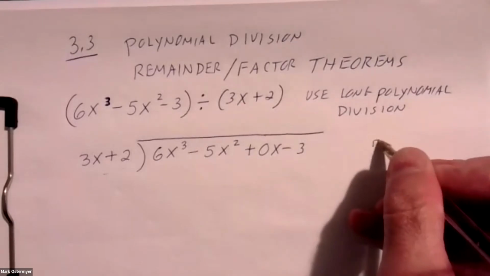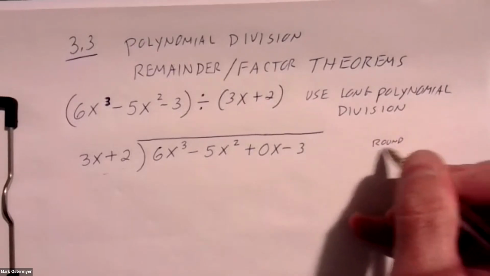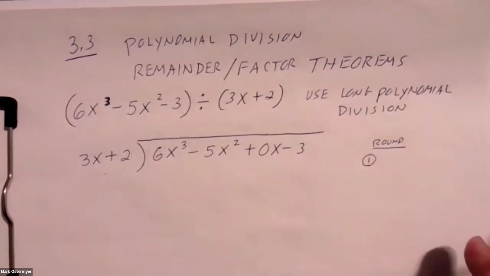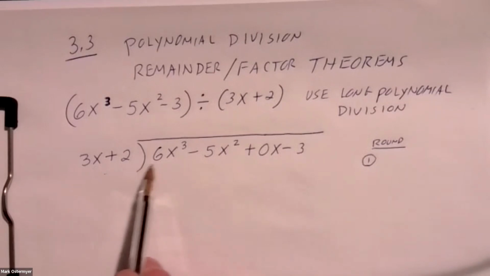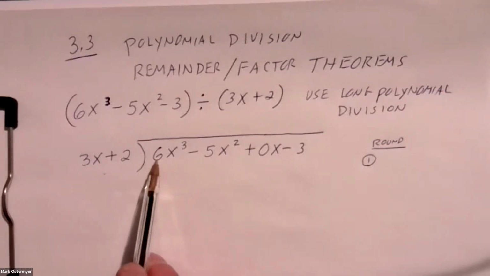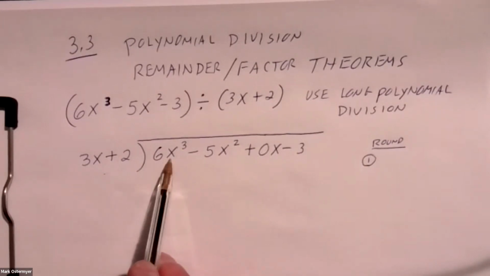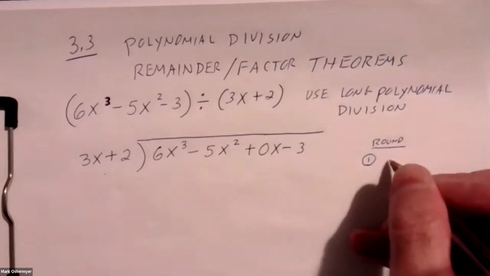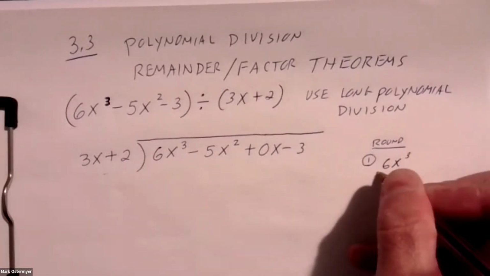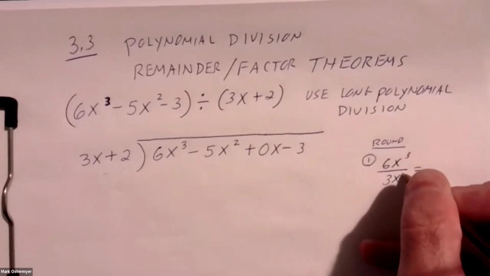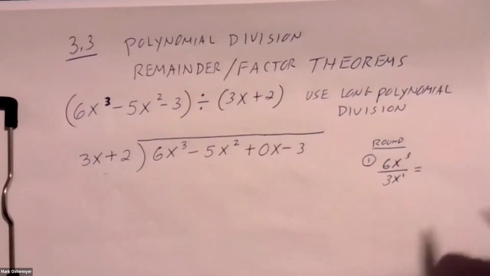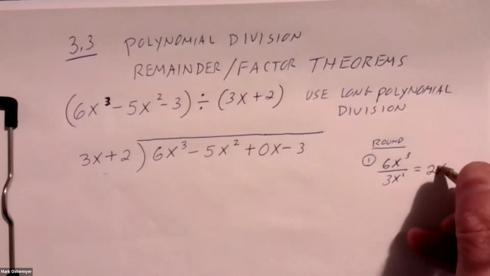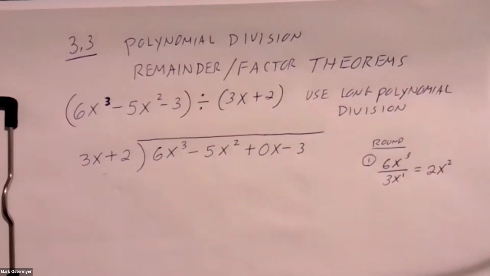I like to, off the side of my paper, keep track of my rounds of division. So I'm going to call this round 1 of division here. And I'm going to ask myself, how many times does 3x divide into 6x cubed? Now, to answer that question, feel free to take the 6x cubed and place it over the 3x. And then we can reduce this. So how does this reduce? 6x cubed over 3x reduces down to 2 what? 2x squared? All right, so 2x squared is going to be the first term in our quotient.